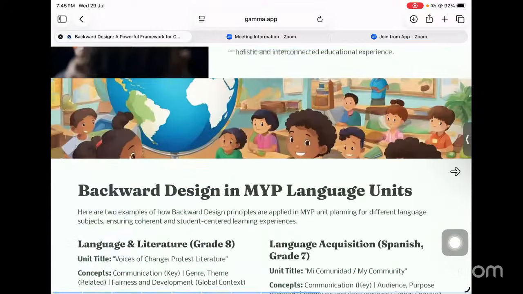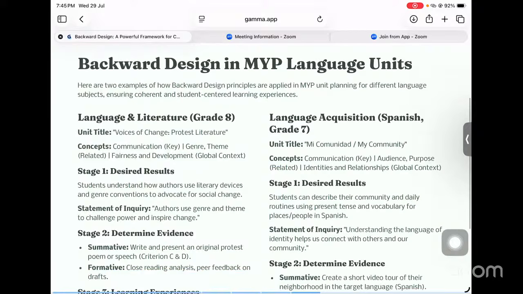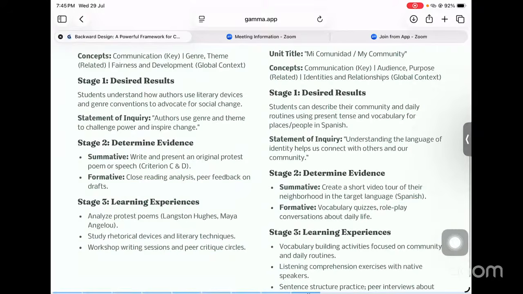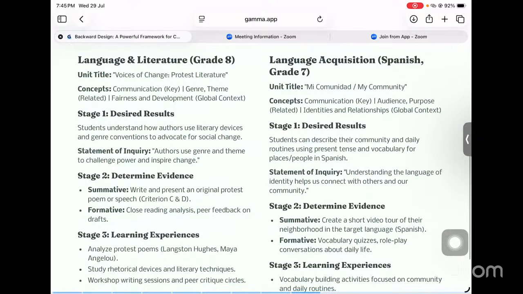So, how will it look in different subjects? If I look at language and literature, suppose the unit title is Voices of Change, Protest Literature, and the concept is communication, and my global context is fairness and development, then what are my desired results? What are the learning objectives that I need to assess at the end of the lesson? So the students understand how authors use literary devices and genre conventions to advocate for social change.